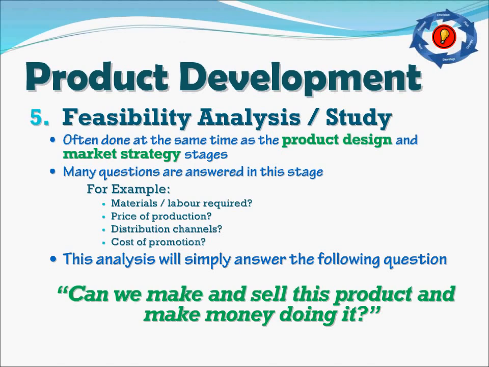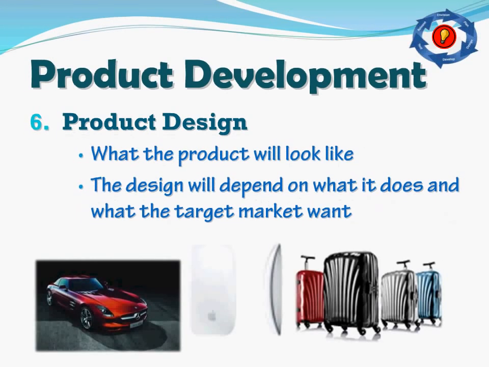At the same time that you're developing your market strategy, you may or may not be developing your feasibility analysis. So once you've done your product design, once you've kind of addressed your 4 P's, or at the same time, you then need to ask various questions. Do you have the materials and labor required to produce this product? Is the price of production going to be way too high? Do you have the distribution channels in place to get your product to the consumer? And what about promoting your product? How will you do this? Will it be cost effective? Basically, again, you are answering this very simple question: can you make and sell this product while making money doing so?